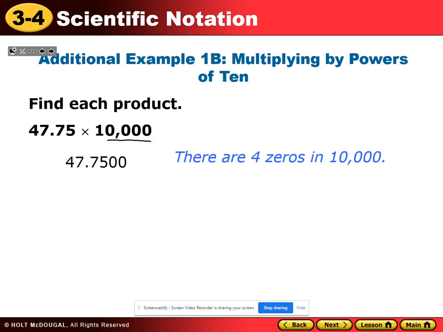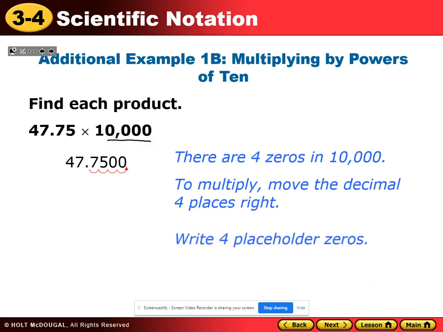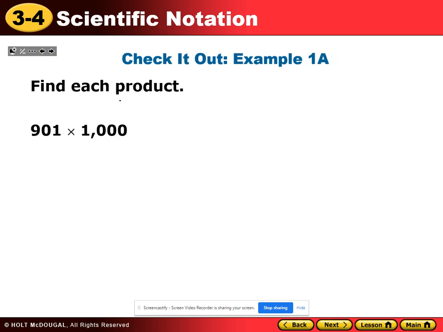There are 4 zeros. We start at the decimal. Yay, they do that too. Then we get our new number, 477,500.